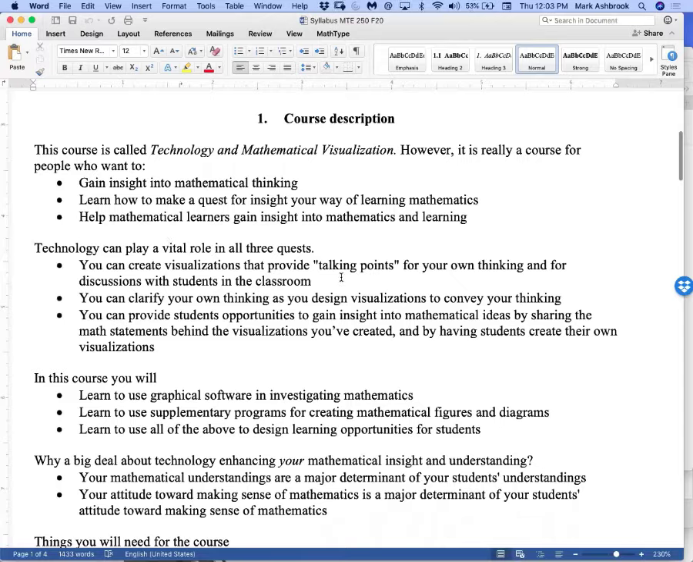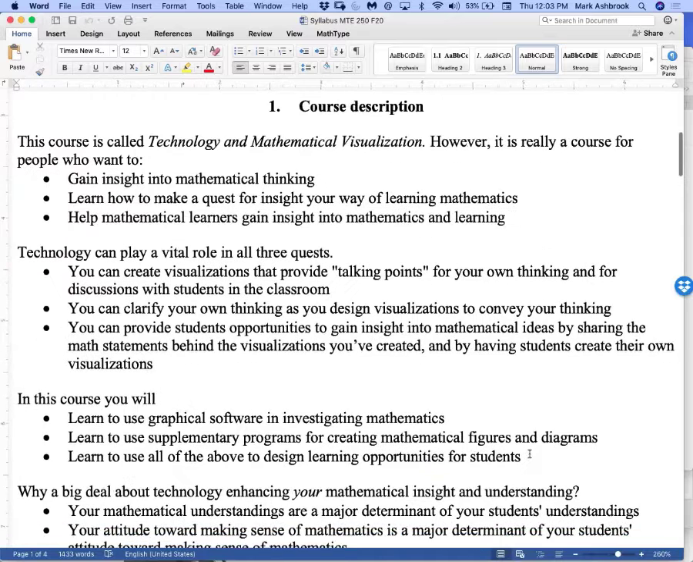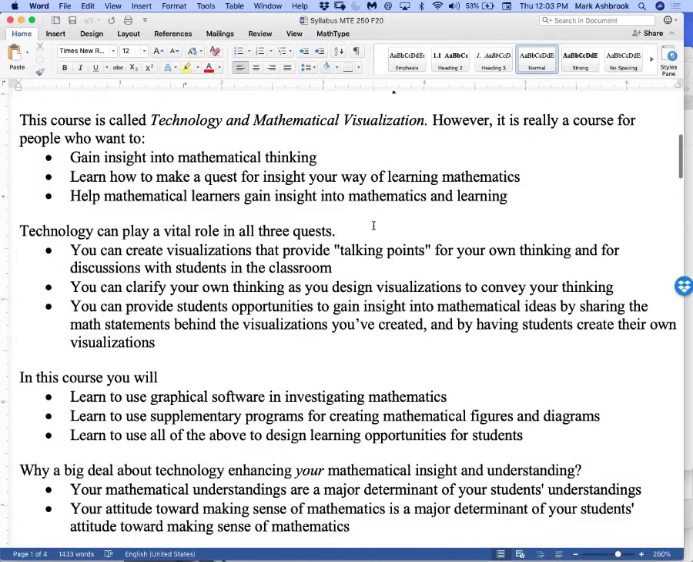Is it big enough for you to see in the back? Okay. Gain insight into mathematical thinking, learn how to make a quest for insight your way of learning mathematics, and help mathematical learners gain insight into mathematics and learning.